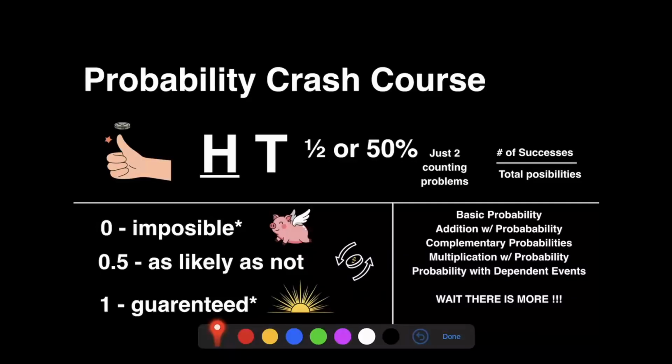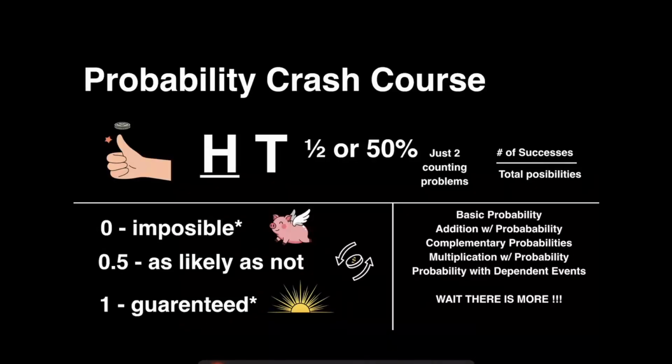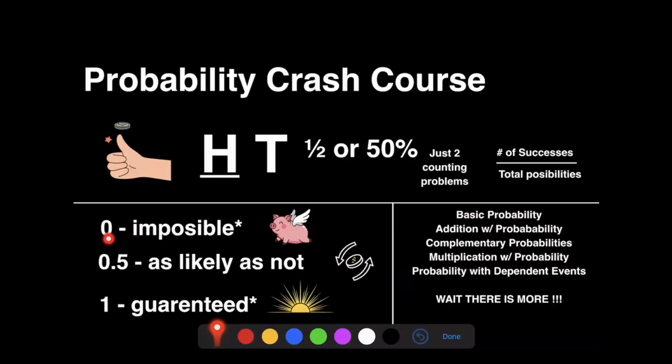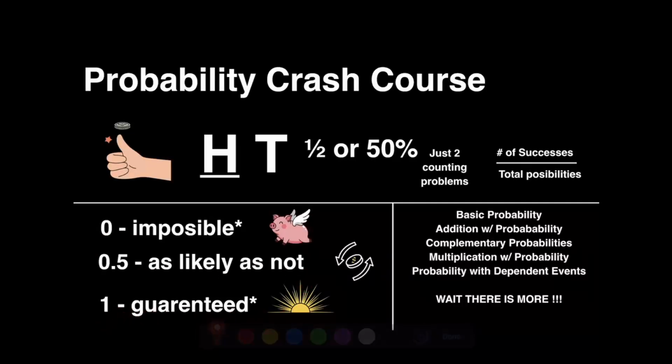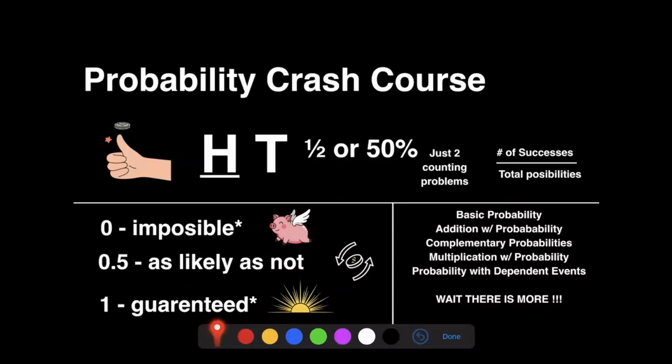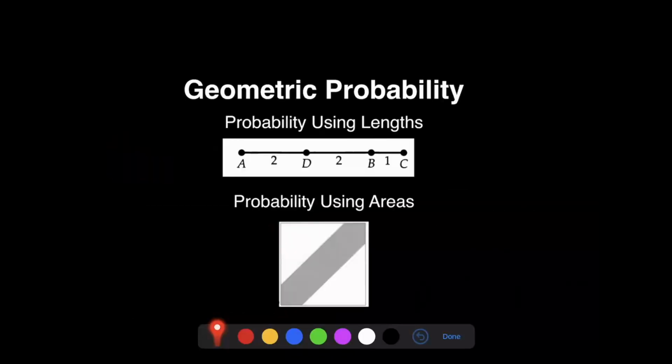Some things you might want to know is that 0 means impossible, 0.5 means as likely as not, and 1 means guaranteed. Some topics we're going to be covering are basic probability, addition with probability, complementary probabilities, multiplication with probabilities, and probability with dependent events, as well as topics in geometric probability, which is probability using lengths or areas. So without further ado, let's get started.